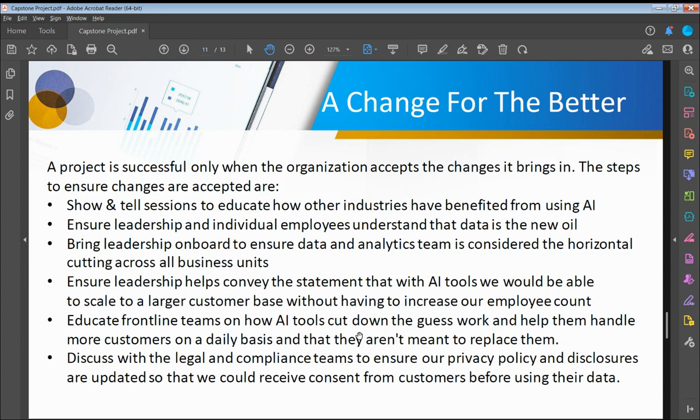We would also have to discuss with the legal and compliance team to ensure that all the privacy policies and disclosures are updated and available to the customer in a clear, concise fashion, so that they can understand and provide consent on the usage of the data. That makes sure they don't feel cheated later on when their data is used.